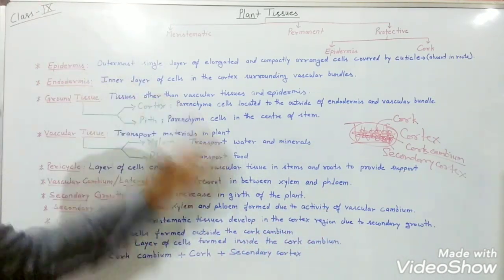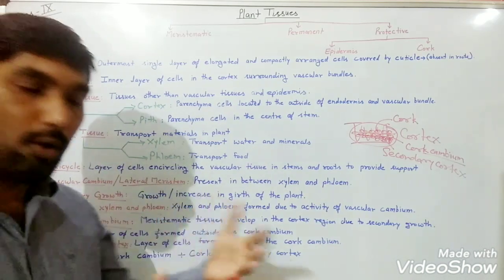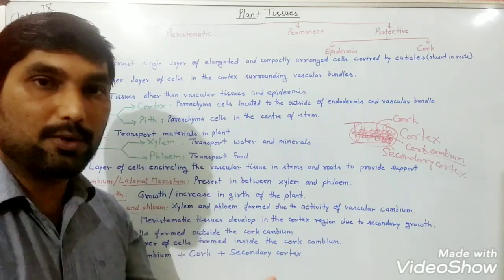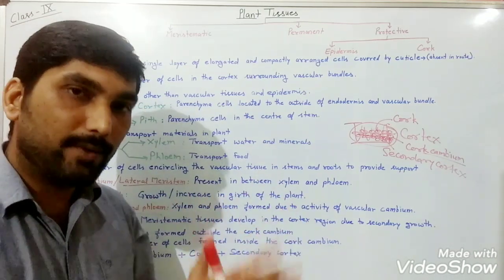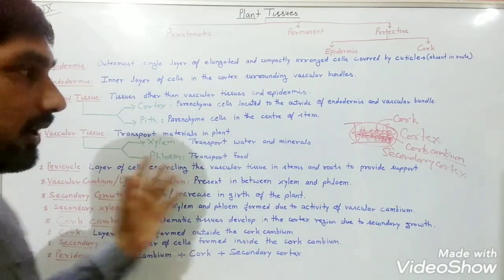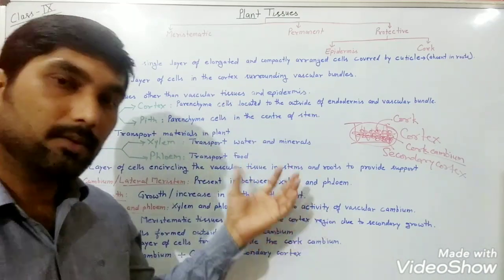So just take a look here and make a note of it, so that when you observe page number 62 in your reference book, where secondary growth is given in the form of a figure, all these terms will be clear to you. So now we will see the secondary growth in the plants.